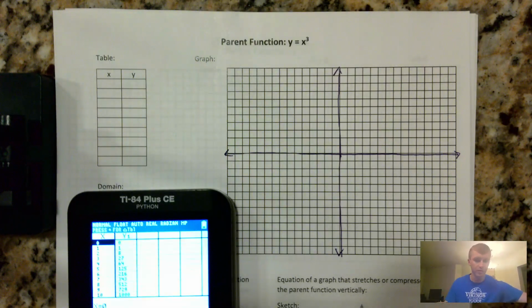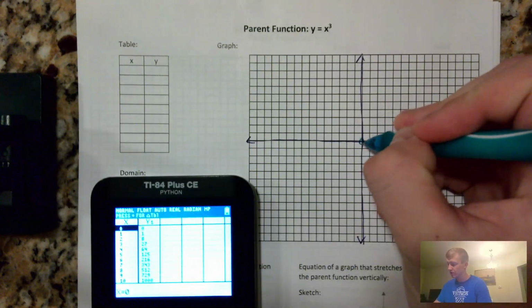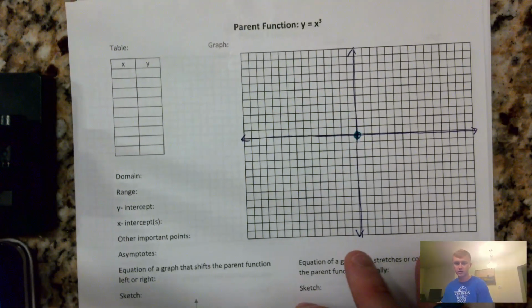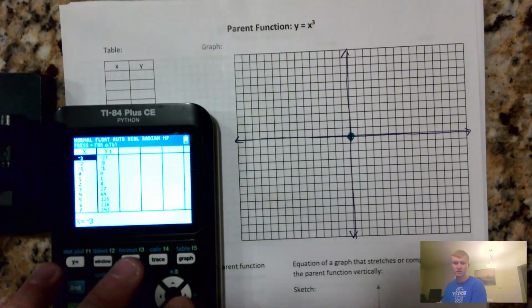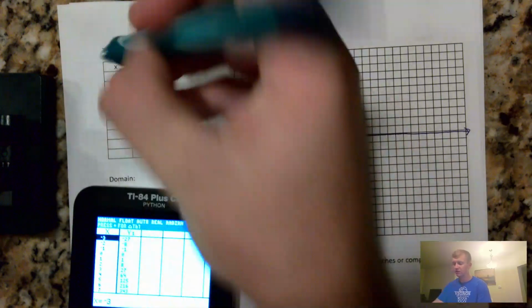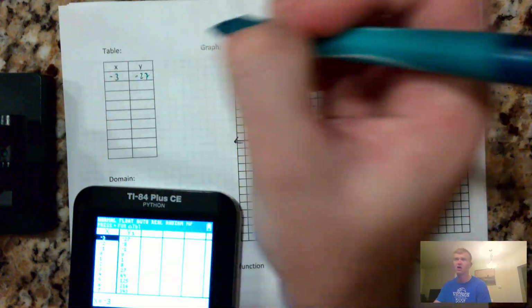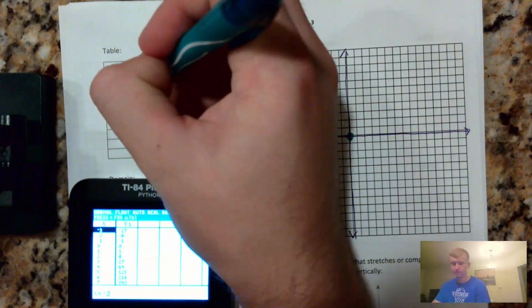I'll grab another marker, or excuse me, another pen, so you can see the difference there. All right, the first point we have is 0, 0, so I'm going to put that in the middle there. I'm just going to read the points. The ones I'm going to look at are the ones that can fit on my graph. You can go off to -3 if you want, so I'm going to put -3 and -27. And then I'm going to do the values of -2, -8.